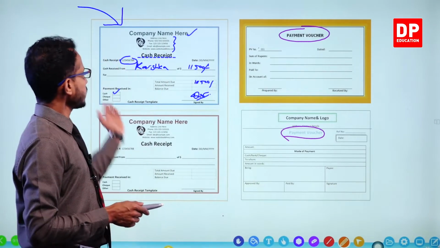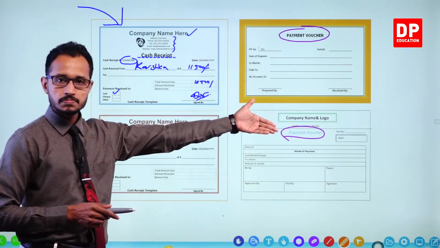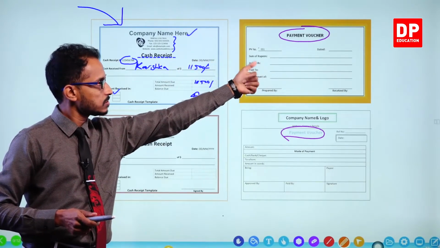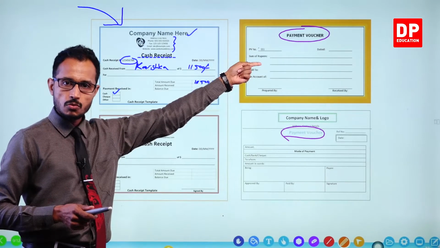Vouchers. Receipts and vouchers. Cash receivings, we issue receipts. Cash payments, we issue payment vouchers.